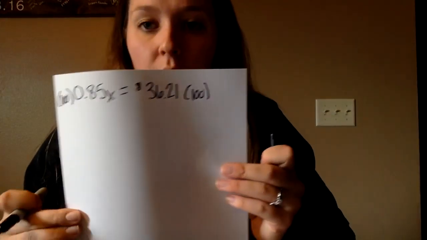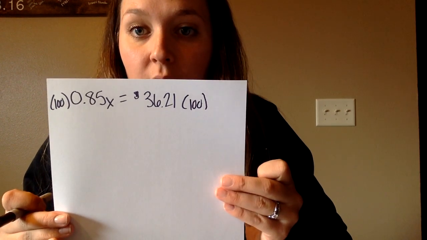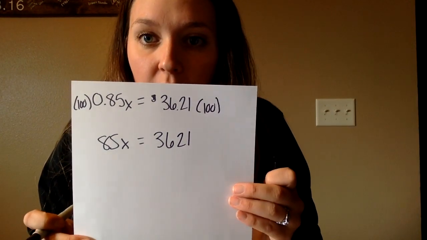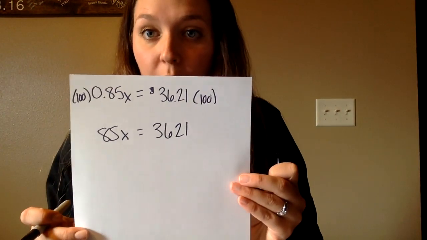We're going to multiply both sides by 100. That basically eliminates the decimal places. So we end up with 85x equals 3,621. So now we've successfully eliminated the decimal places. Now at this point, we can divide by the coefficient. That coefficient is 85. So I'll divide both sides by 85.